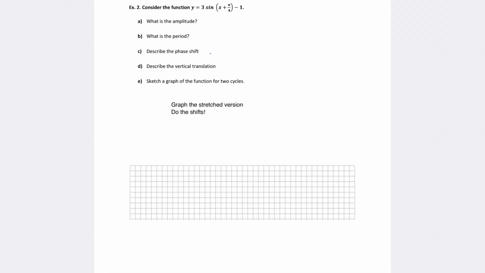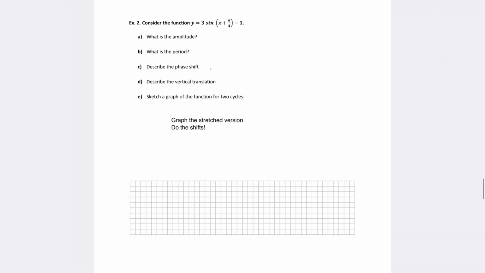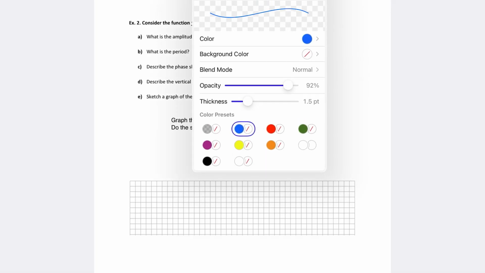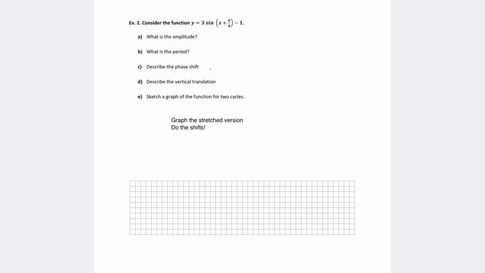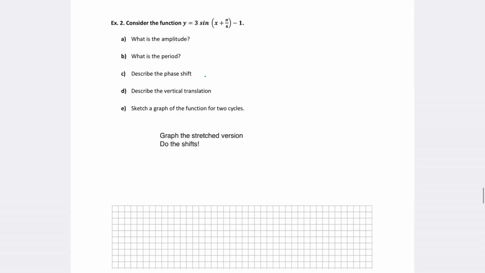The second method involves graphing the stretched version and then doing the shifts. This one's a bit more of a visual perspective of doing this. So we're going to look at the function y equals 3 sine bracket x plus pi over 4 minus 1. So first we acknowledge the amplitude, and here the amplitude is 3. The period is equal to 2 pi divided by k, and we can see that the k value there is 1. So it would be 2 pi over 1, or simply 2 pi.